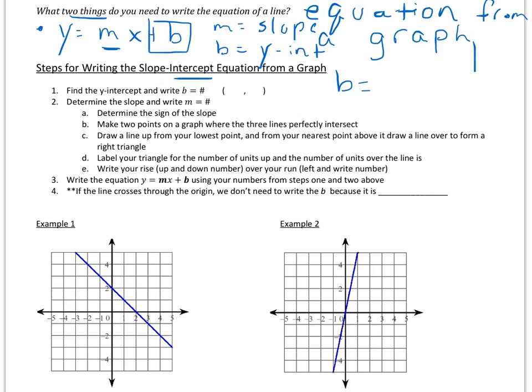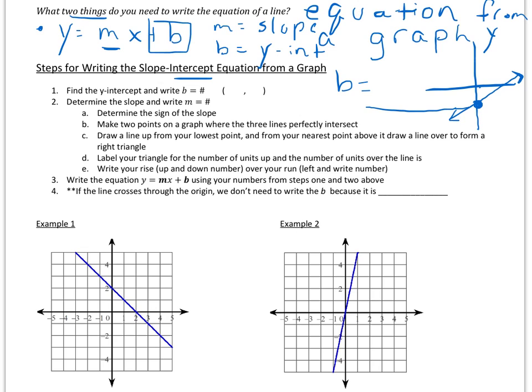What do we know about the y-intercept? It's the spot where the line crosses our y-axis. Remember, the y-axis is the vertical one going up and down. So if I have a line that crosses right here, what's my y-intercept? What's my b? Well, my b would be right here, the point where it crosses the y-axis. Now if we think about the ordered pair for the y-intercept, again, we've been tricking you on some of these.